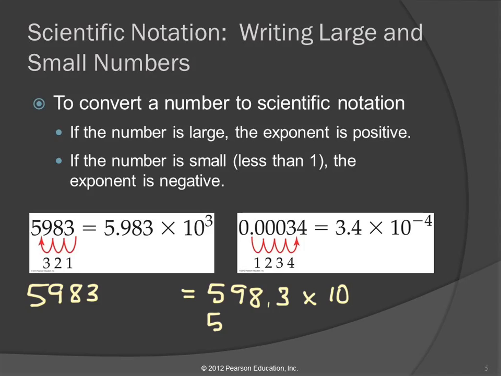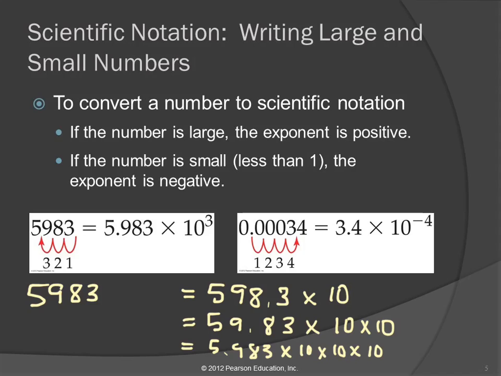And it's also equal to 59.83 times 10 times 10, right? I just divided by 10. I pulled a 10 out of that number. And I can pull out one more, and I've got 10 times 10 times 10. 10 times 10 times 10 is 10 to the third power. So that is 5.983 times 10 to the third power.